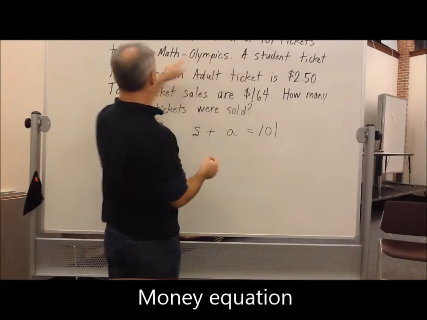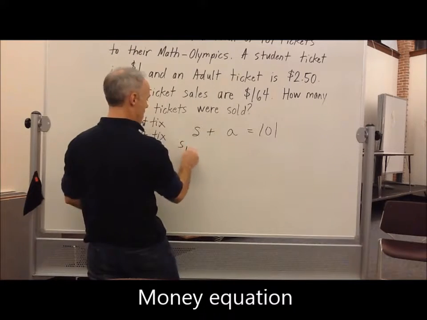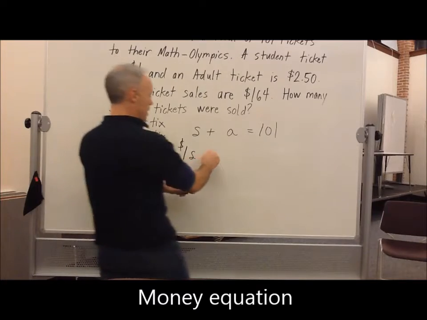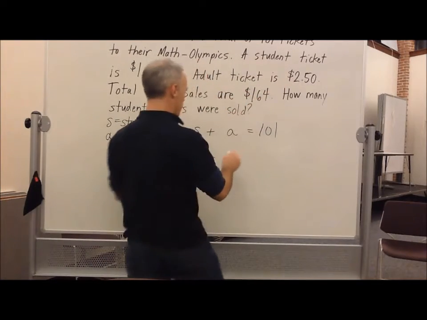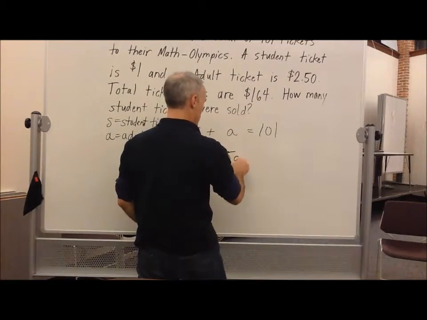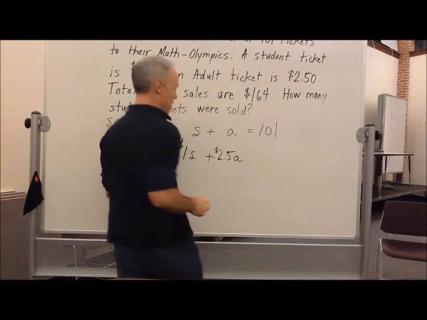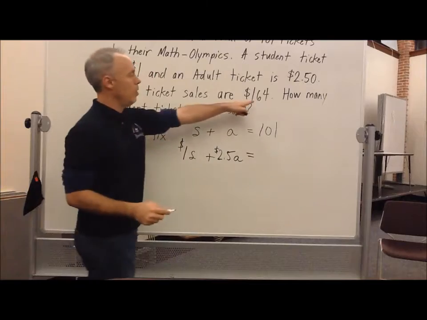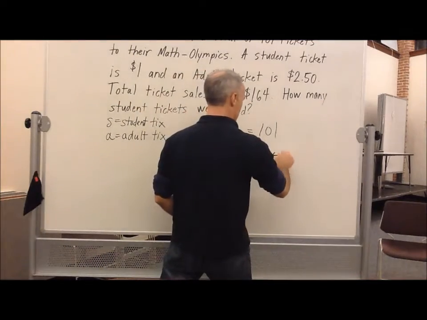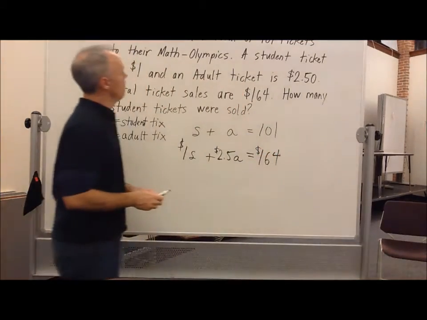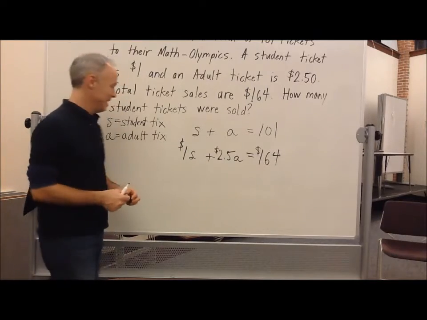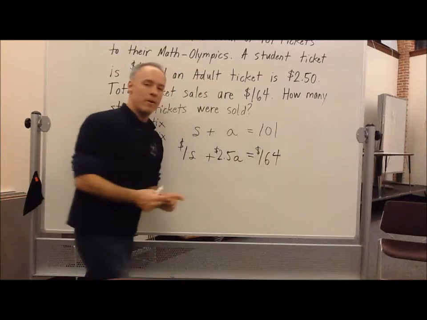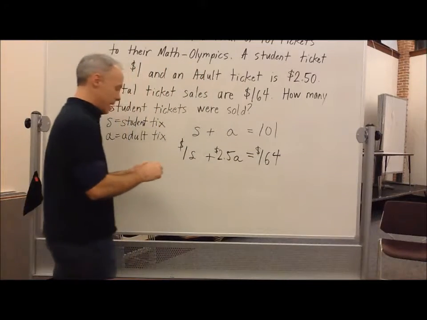We know that a student ticket is $1. So $1 per student ticket plus $2.50 per adult ticket. If we add these two amounts together, we should find the total from ticket sales for the event, Math Olympics. You'll notice we've got our like terms in columns, so it's going to be very simple to use elimination in this case.